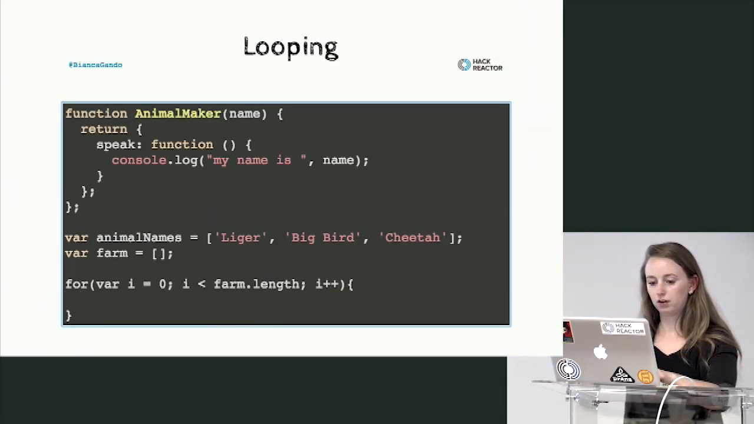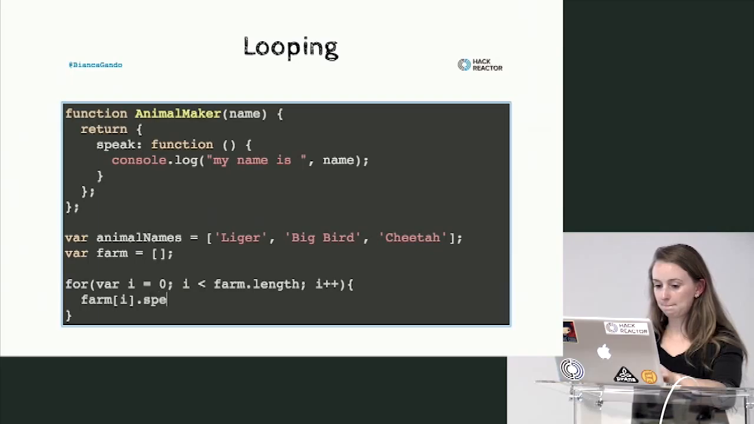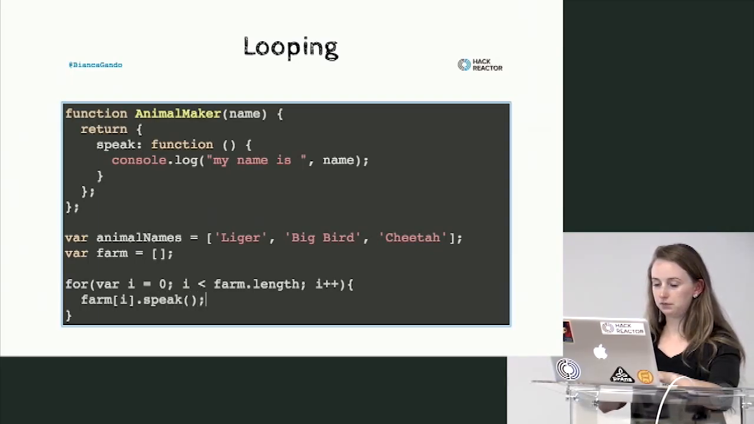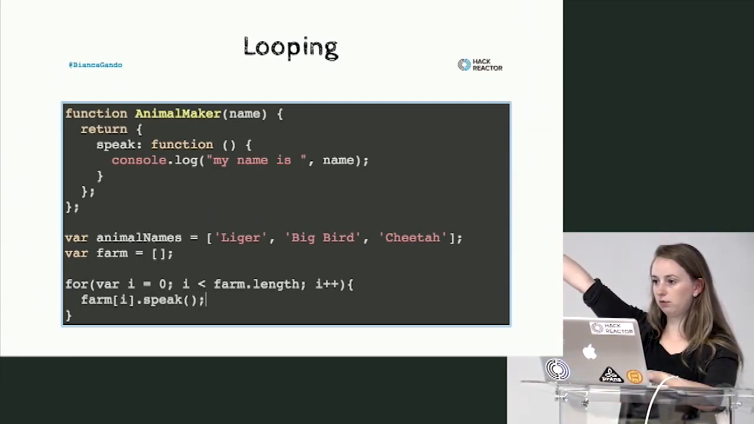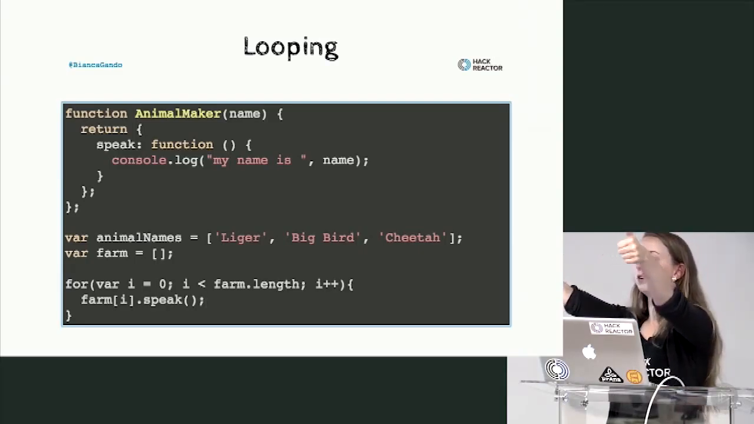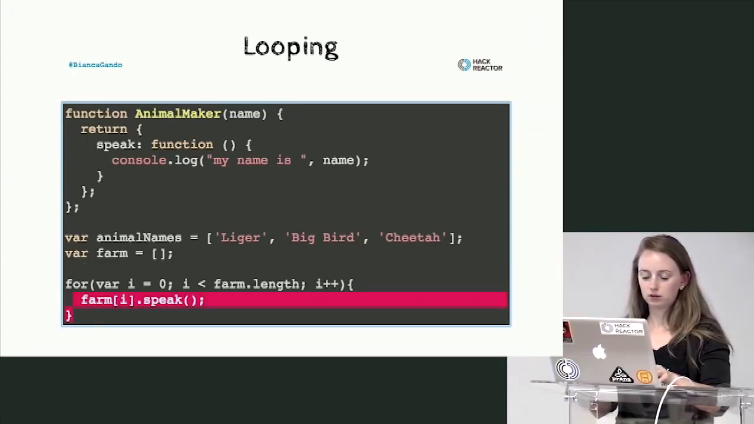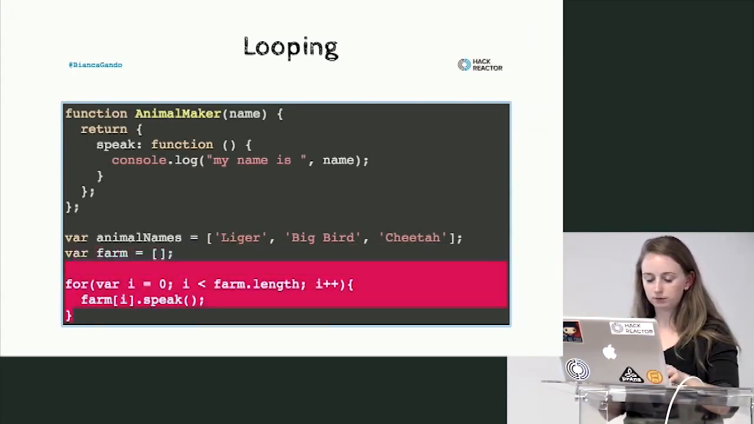Okay. And then what do we have to do? What's the next step? Farm, big square bracket i in the middle. And then speak, parentheses. Cool. Thumbs on where we're at. Can I see everyone's thumbs just so I can have a check? Thumbs, thumbs. Okay, cool. So let's test it out.